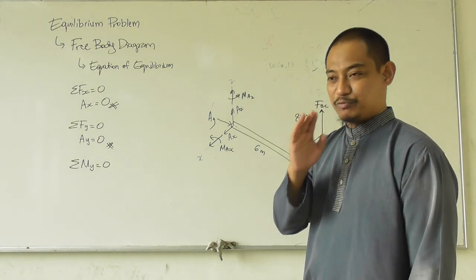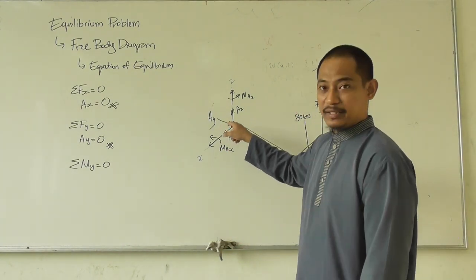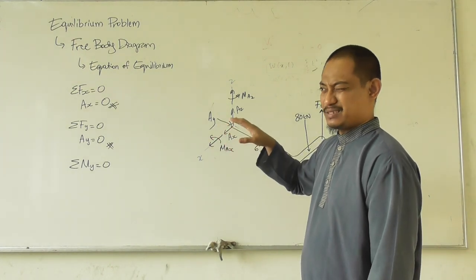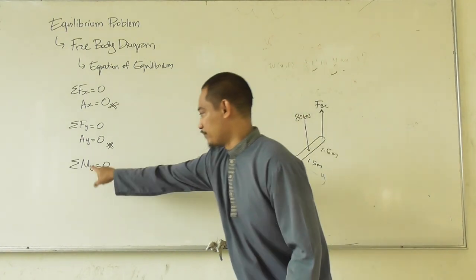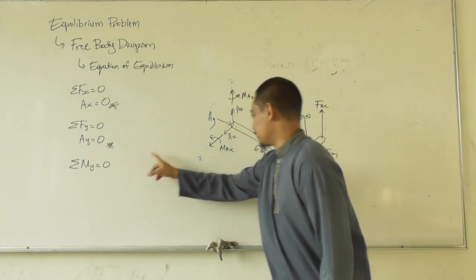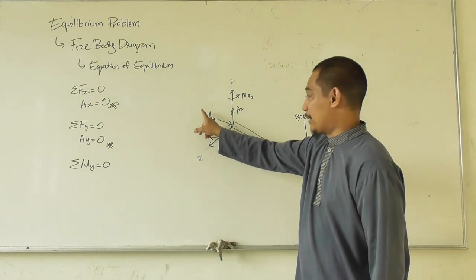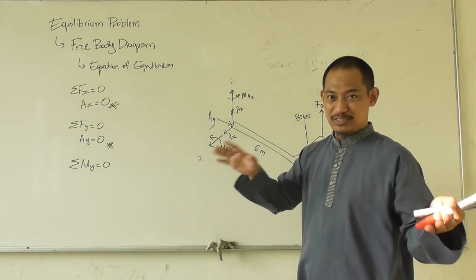Make sure you do not confuse yourself with this one. This is moment produced by that support reaction. Meaning this is support reaction moment produced by that support. It's not this one. Because some students confuse, they say, why do we calculate this one when there's no moment here? There's no MAY. That's two different stories. You understand me?